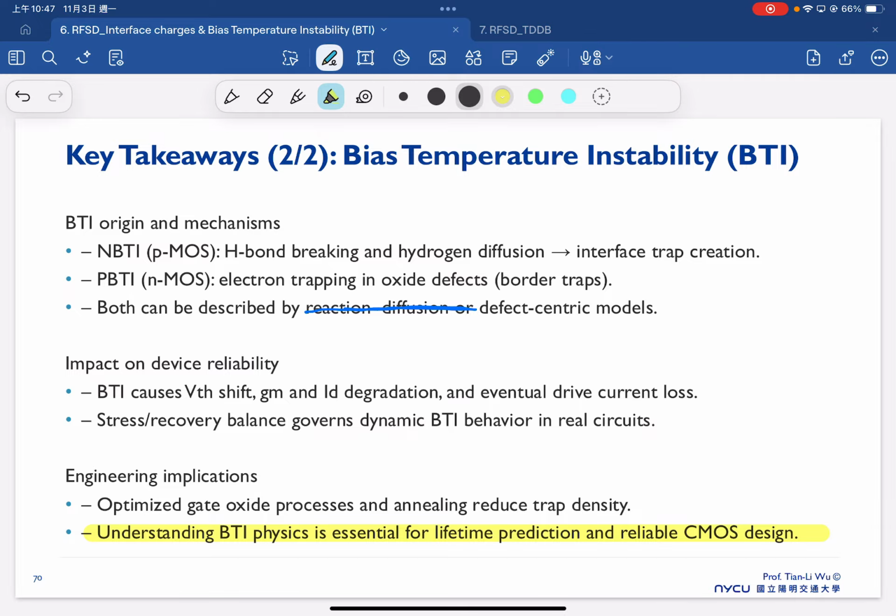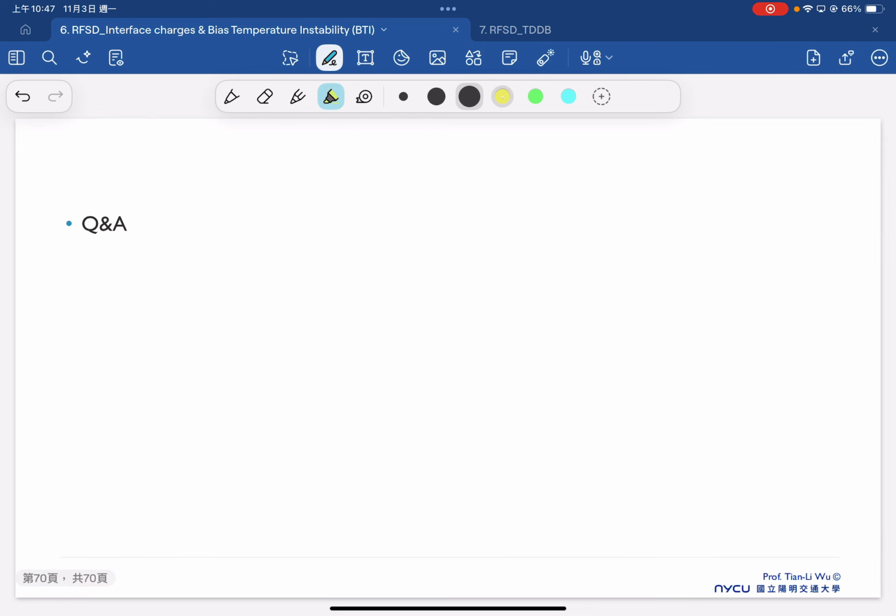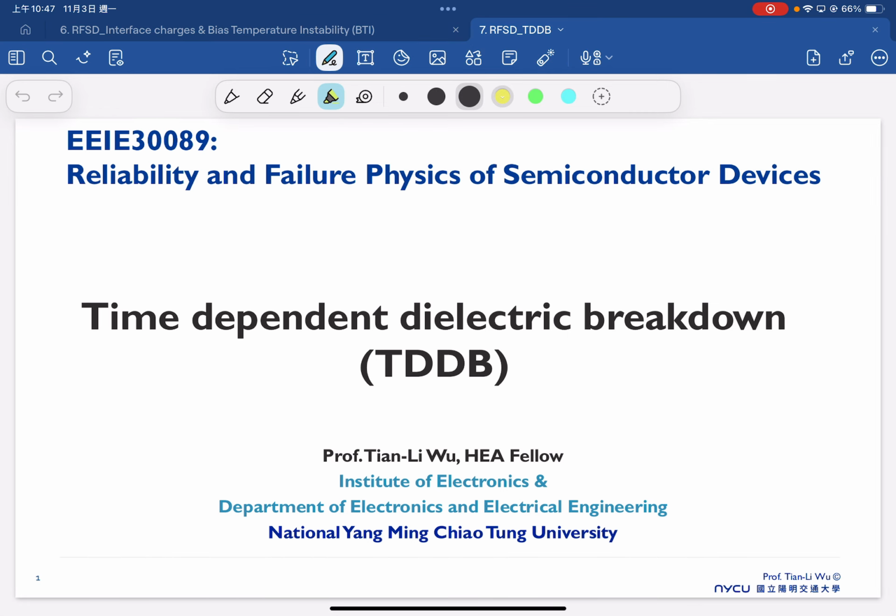Okay, so that's the end of this one. Then we will take a break for 10 minutes at 11, then we will come back for the next reliability issues.